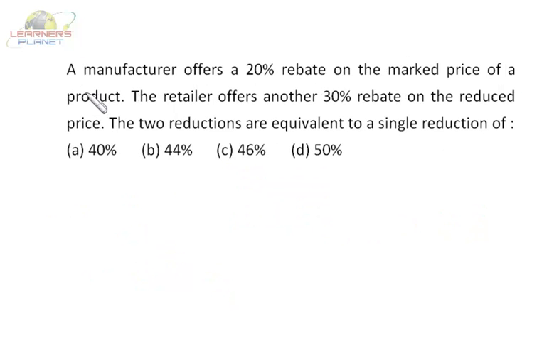Now this is a case of successive discount. A manufacturer offers 20% rebate on the mark price of a product and the retailer offers another 30% rebate on the reduced price. Okay, so the two reductions are equivalent to. Okay, now suppose the mark price is rupees 100. Okay, after 20% rebate, the reduced price is rupees 80, and on this 80 rupees, the retailer is further offering 30% rebate. Okay, so what is 30% of this? It is 24 rupees. So the price after this is 56. Okay, so we started from 100 and we are getting it for 56. So what is the discount? That is 44, and in percentage terms we can say it is 44% discount.